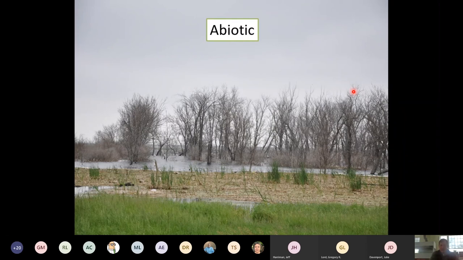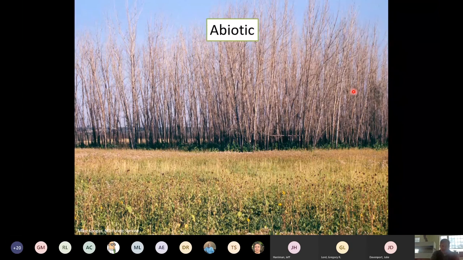Pretty straightforward. Here's another abiotic situation where you've got several trees, several different species, all dead. What's the reason? There was actually a ground fire that went through this area and killed all these trees. They're fairly young trees, thin bark trees, and the fire had a pretty uniform effect on the stand, killing everything.